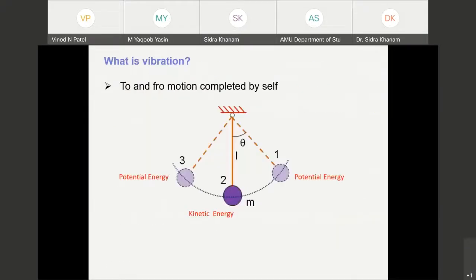Most of you are aware of vibration. So what is vibration? Vibration is a to and fro motion completely by itself. Suppose this is the mean position of the bob, and it will move towards this direction. Once it is disturbed from here, if you leave it, it will move in the opposite direction. It will continue. This is the simple example.